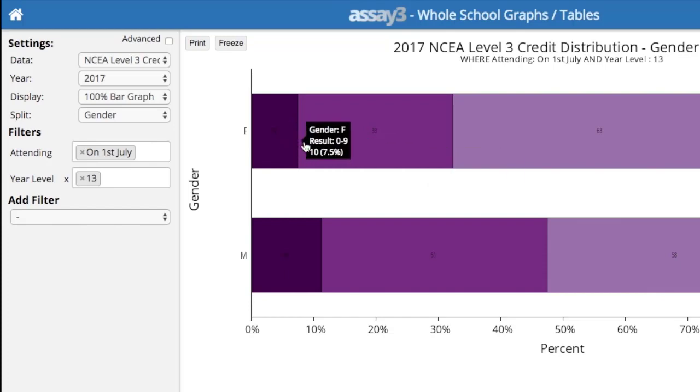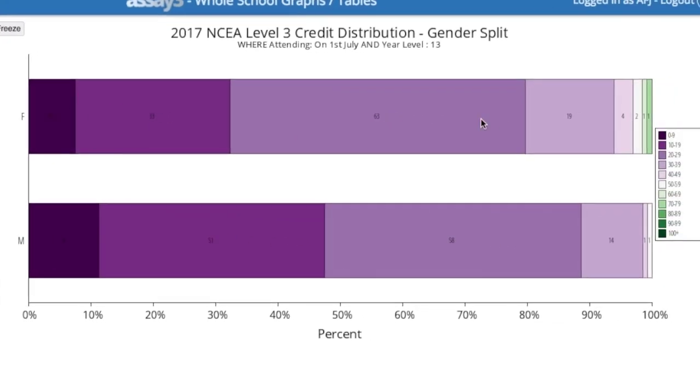So far we can see there's a few students here, about 7.5% of them, sitting down on 0 to 9 credits, and up the far end we've got one student here sitting on 70 to 79 credits. With the males, we've got 51 of them, or 36.2% of them, sitting on that 10 to 19.